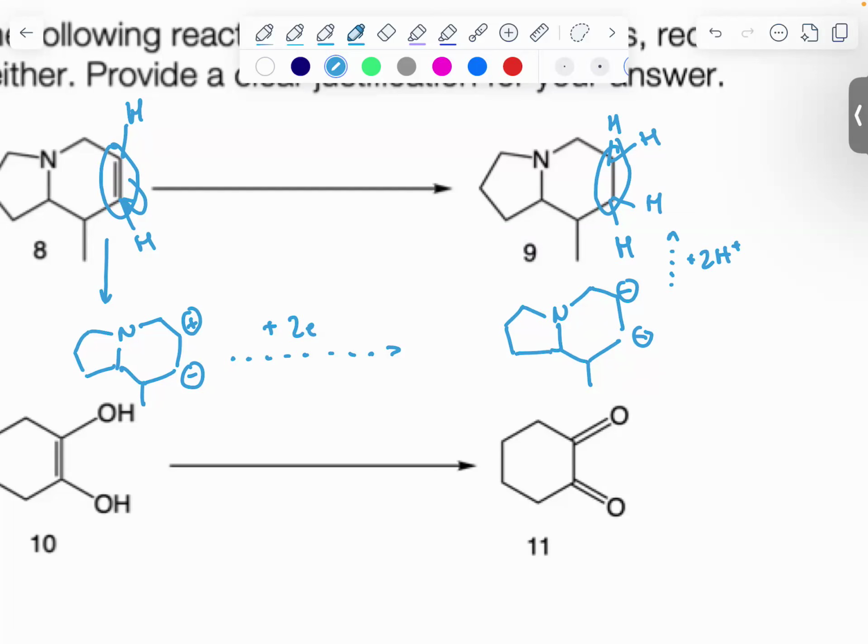So, is this an oxidation or reduction? Why? Because you gain electrons. Reduction.